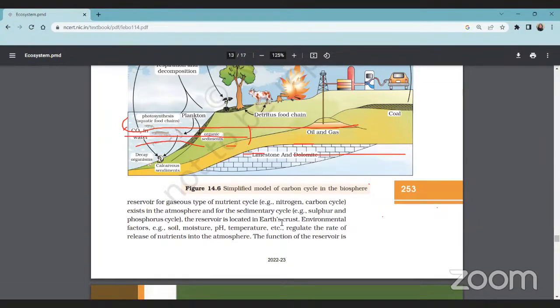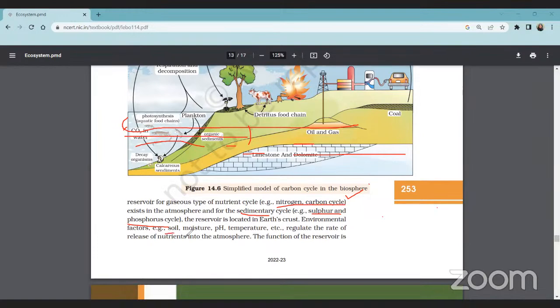In the gaseous cycle, nitrogen and carbon are present. They are called gaseous cycles, and sulfur and phosphorus are called sedimentary. Sedimentary means they are present in the soil, and the gaseous ones are present in the atmosphere.